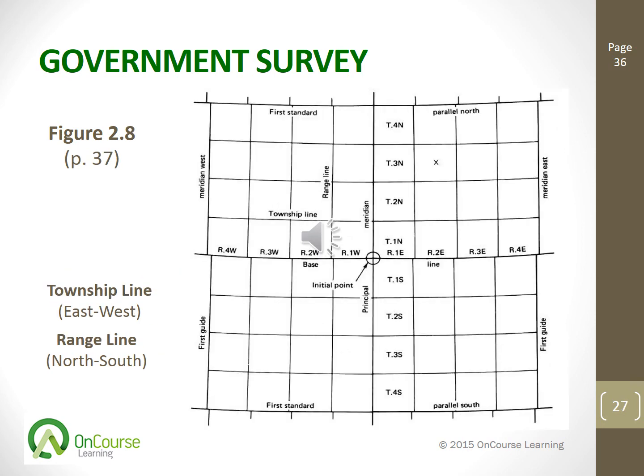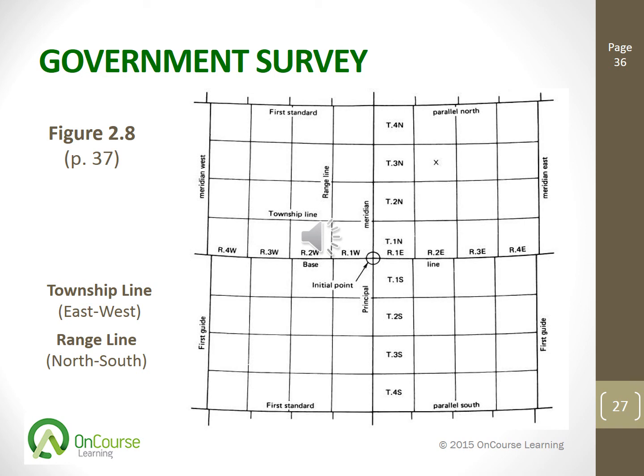Well, here's our government survey. It's a start. Look in the middle there. You can look at it on page 37 in your textbook if you can't see it as well on the PowerPoint. And you can see where the initial point is. We have a principal meridian going north and south, and a baseline going east and west. And then we developed a township survey every 6 miles.